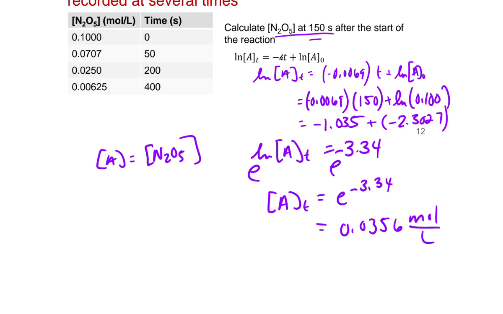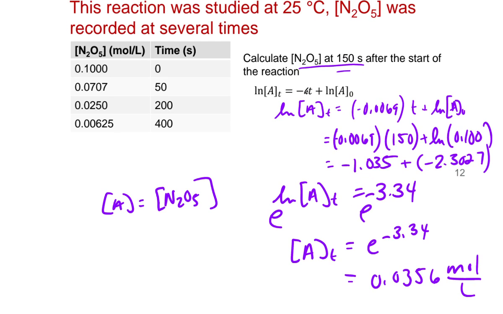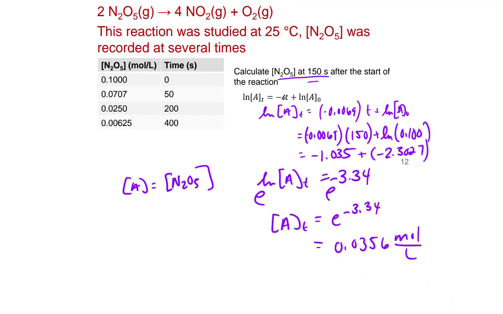We could verify this, right? We can look at our data. We wanted to know 150 seconds in what the concentration was going to be. And that's somewhere between these two data points, closer to the 200. So it needs to be less than 0.07 and greater than 0.025. And we're in that range, so it seems reasonable. Okay. All right. Questions on that?